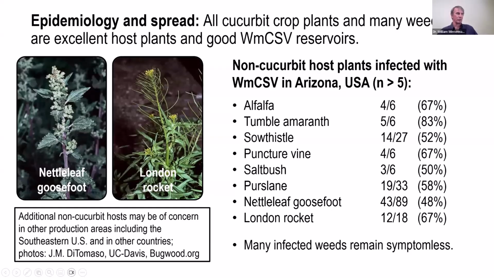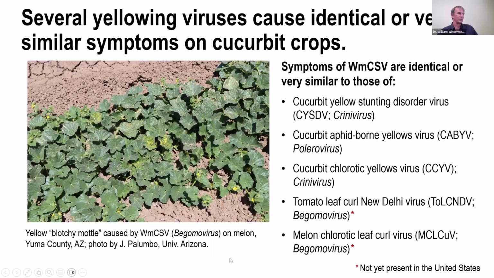Particularly look here at nettle leaf goosefoot, where you can see that basically 48% of the plants we tested were positive for this virus. London rocket, again, a very good host. And again, look at London rocket. You'll see very few symptoms on a London rocket plant. This plant may or may not be infected. One doesn't know, because it doesn't show a lot of viral symptoms when it is infected with viruses, so you can't tell what's going on. Most of these weeds will remain symptomless with watermelon chlorotic stunt, much like many of the other viruses.